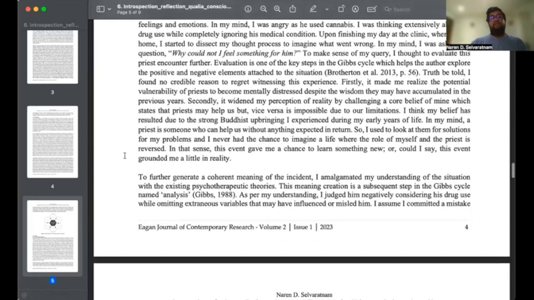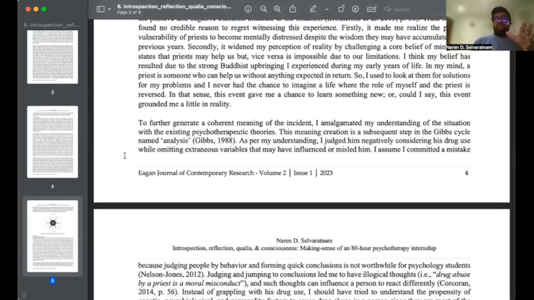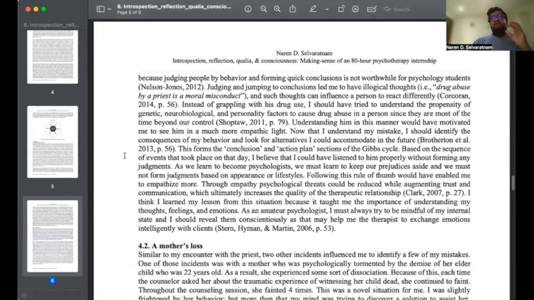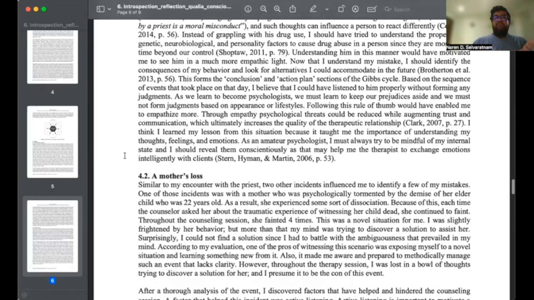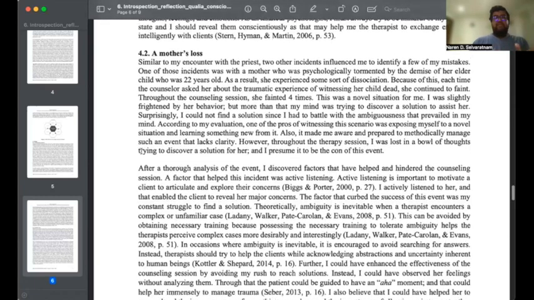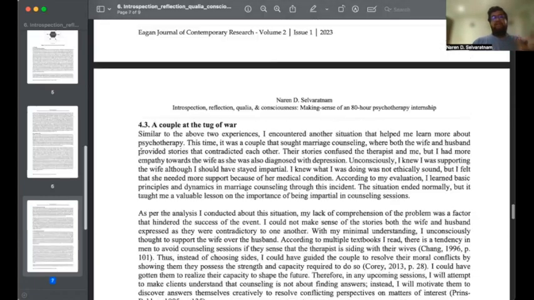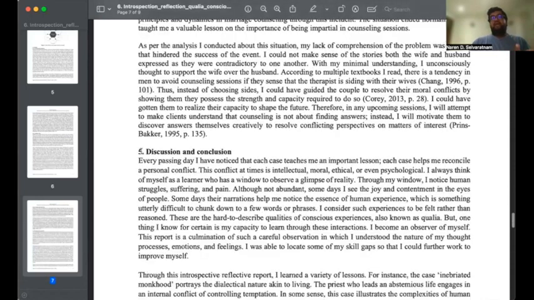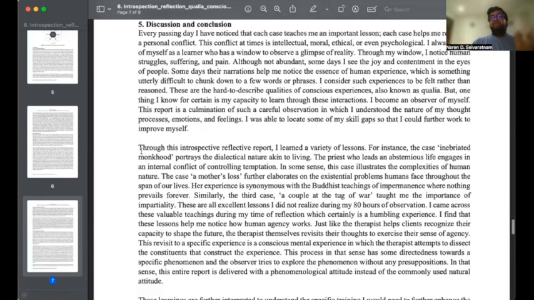So now, this is very different from other research papers, because this is about me understanding what I have done and something that I was not previously aware of. But after this analysis, now I have gotten some awareness about the problem. A mother's loss is my second case, and my third case is a couple at the tug of war. And then, based on this, I have given a discussion as well.